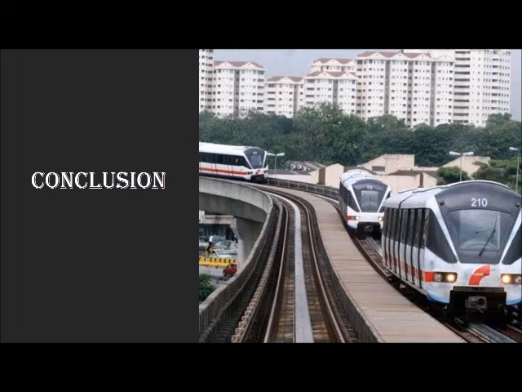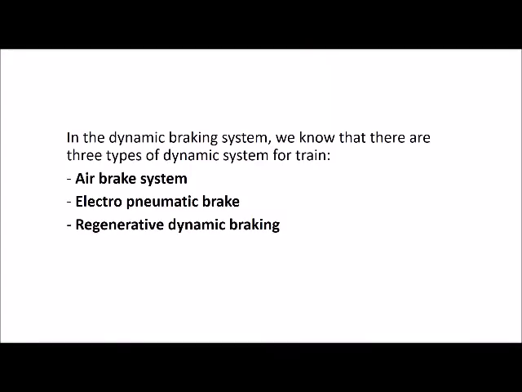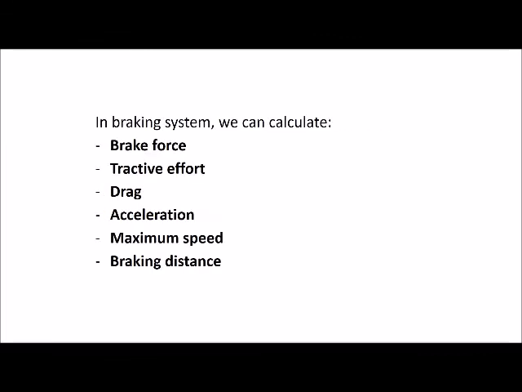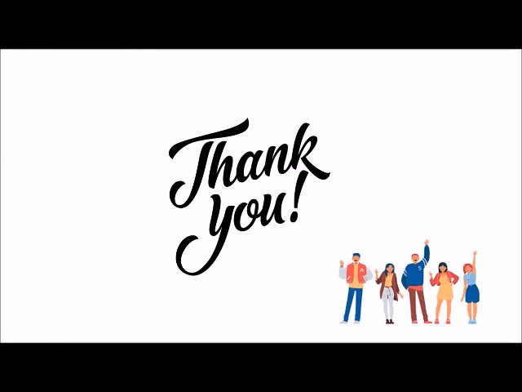Lastly, the conclusion of dynamic braking system is: in the dynamic braking system, we know that there are three types of dynamic system for train, which are air brake system, electro-pneumatic brake, and regenerative dynamic braking. In braking system, we can calculate brake force, tractive effort, drag, acceleration, maximum speed, and braking distance. That's all from us. Thank you.